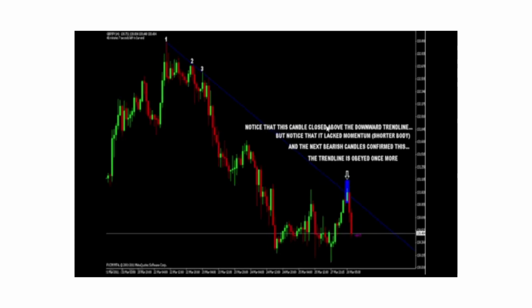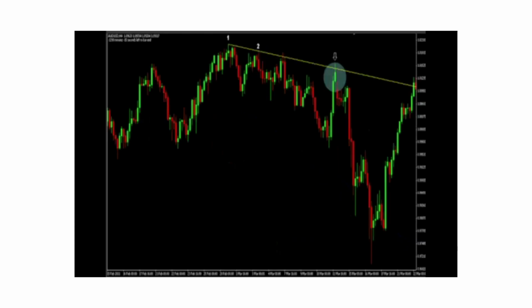Notice that this candlestick closed above the downward trend line, but it lacked momentum. It has a shorter body, and the next bearish candlestick confirmed this. The trend line is obeyed once more. So in this case, just look at what happened over here and see how the market dived down. The market moved over here again, 1, 2, 3, and then fell down back again, and guys made a lot of profit out of that action.